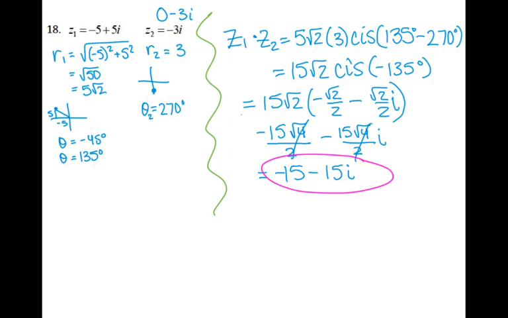Alright, now for the quotient, z1 divided by z2, that gives me, let's see, r1 is 5 root 2, r2 is 3, cosine plus i sine of theta 1. Darn it! Oh, I did the product wrong. This should be plus. Man. Okay, so this should be plus. Ah, shoot. Okay, let's fix this.